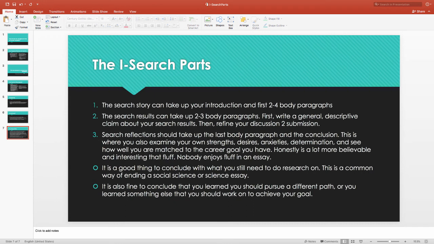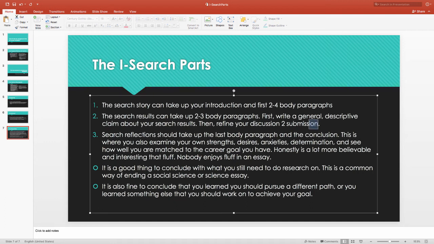First, you're going to write a general descriptive claim about your search results. What was the big picture? What was the take home? And then, you remember discussion 2? The discussion 2 that you wrote and posted into Canvas for Wednesday? That is your search results. So all you have to do is go back and look at what you just wrote and refine it.